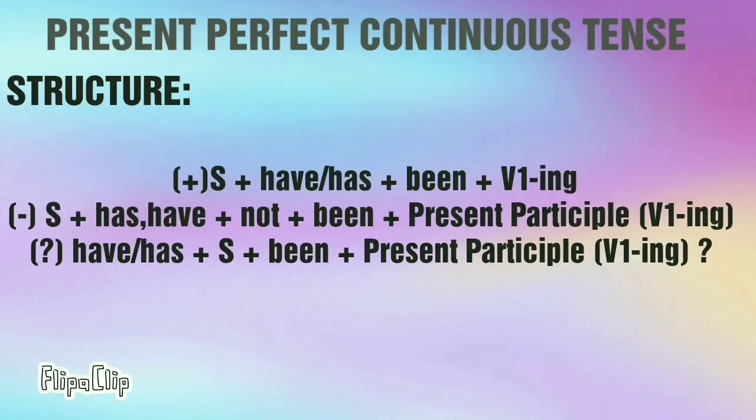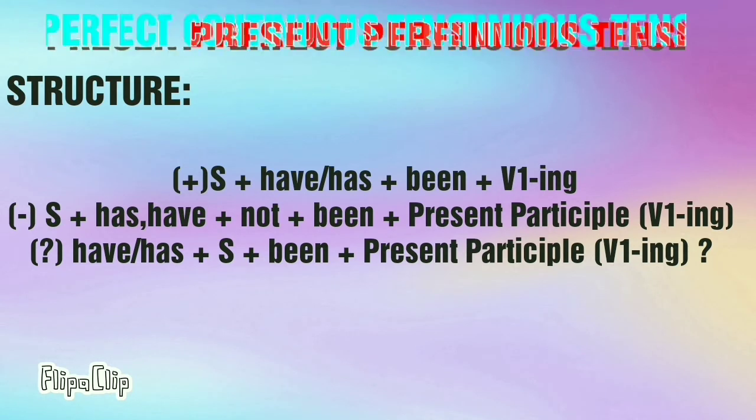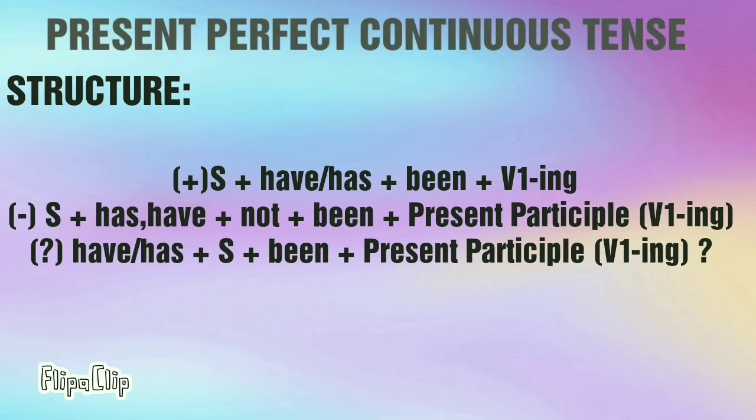Present perfect continuous tense. The structures of present perfect continuous tense: if statement, the formula is subject plus has or have plus been plus base verb plus ing. If negative, subject plus has or have plus not plus been plus base verb plus ing. If question, the formula is has or have plus subject plus been plus base verb plus ing.